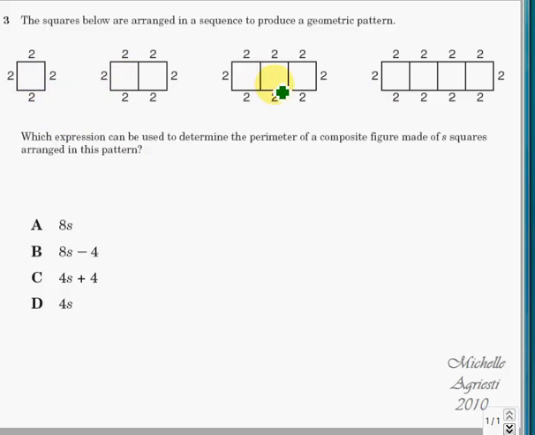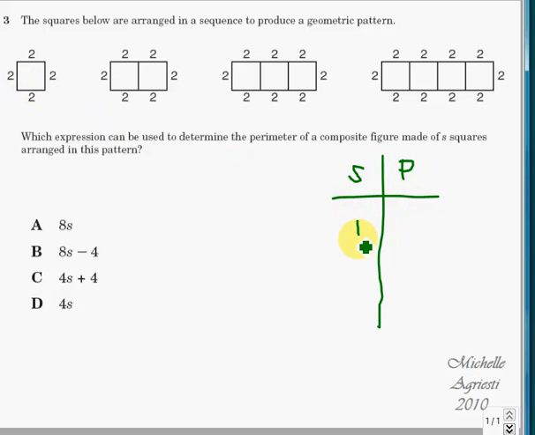Each one adds 1 square to the previous one. And it looks like each side of the square is 2 units. So what I'm going to do is make a table. We'll have the number of squares and the perimeter.